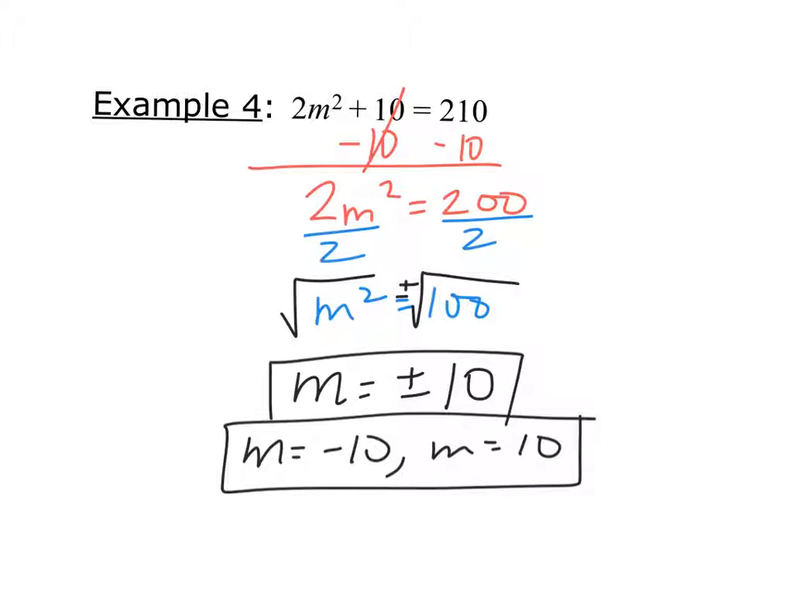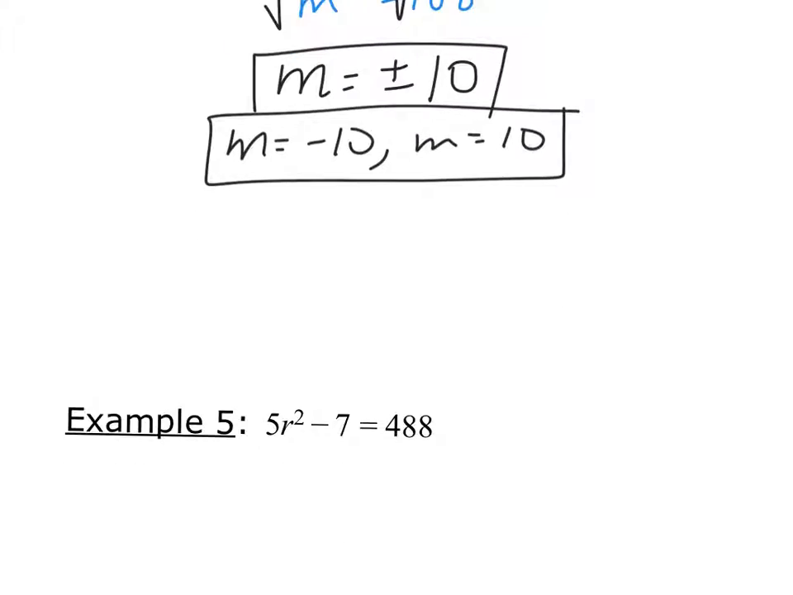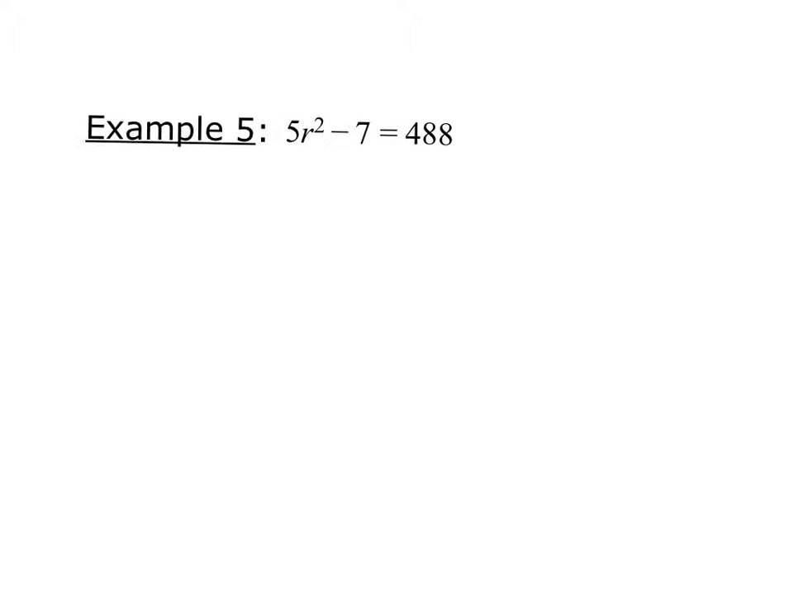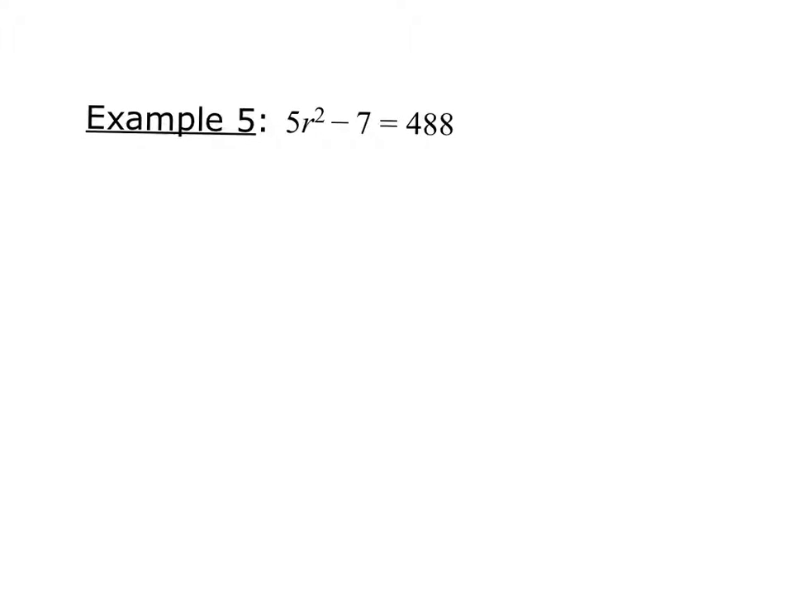Okay. Example 5. This one's a little different. So I've got 5r squared minus 7 equals 488. Ooh, the positive first or the negative first? If you want an order, I would do negative to positive, smallest to biggest, but I'm not that picky.